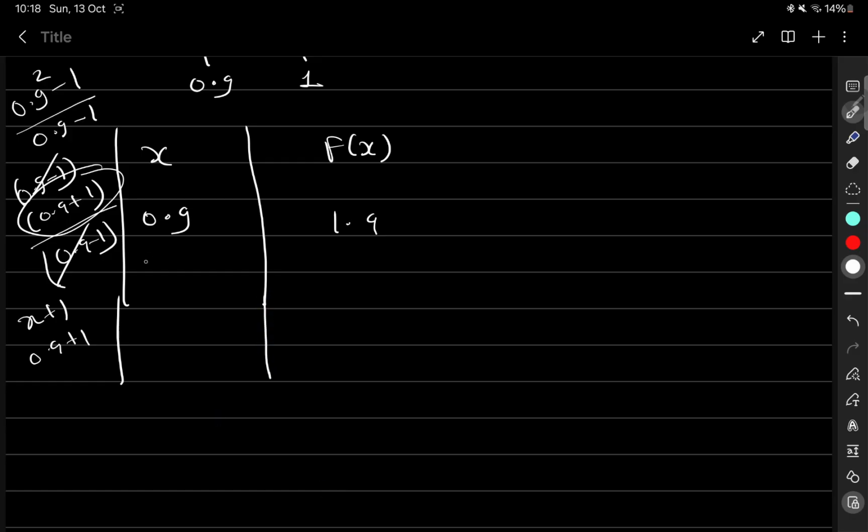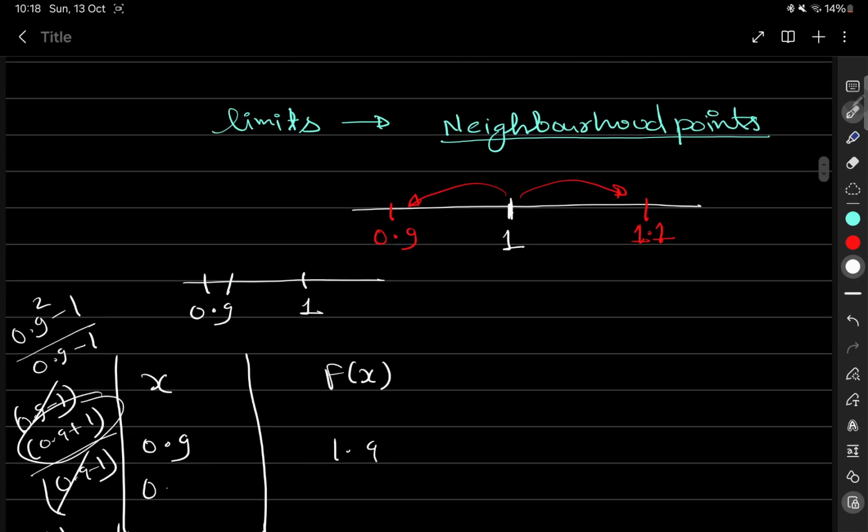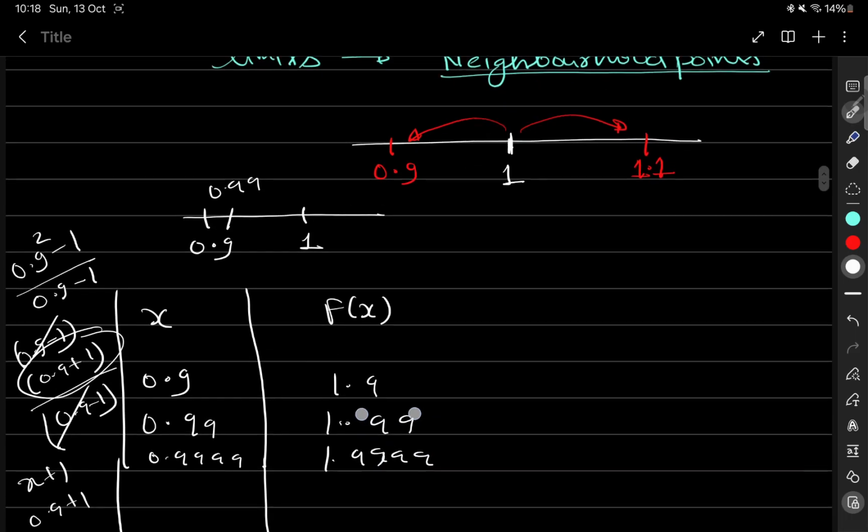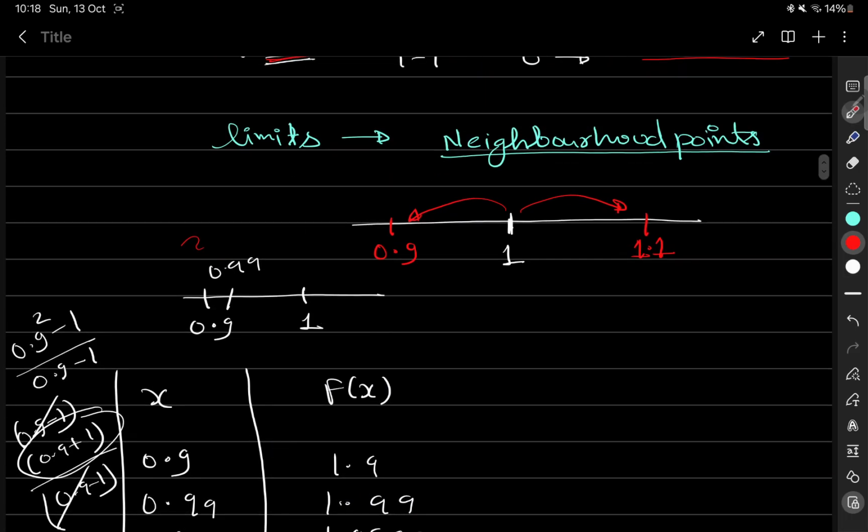Okay sir, no problem. Now let's take another value. Bhola is saying, sir, why are you taking 0.9? 0.99 is also closer to 1, I want to take 0.99. Okay Bhola, no problem, so the function value will be 1.99. If you go even closer towards 1, then you will say, sir, take this, no problem, I'll get a value for this also. Got it? What we are doing is approaching towards 1. We will never go to 1, because at 1 it is not defined.